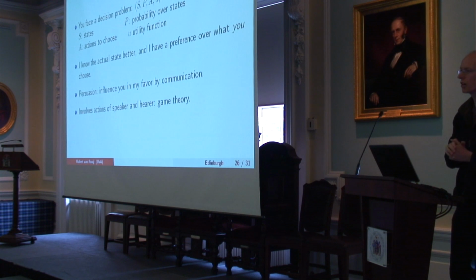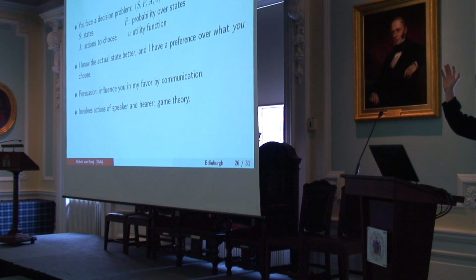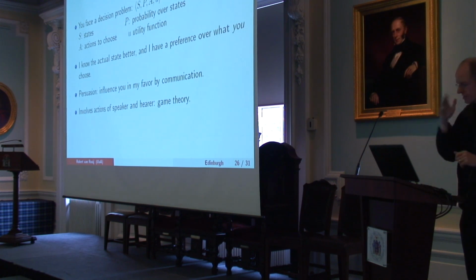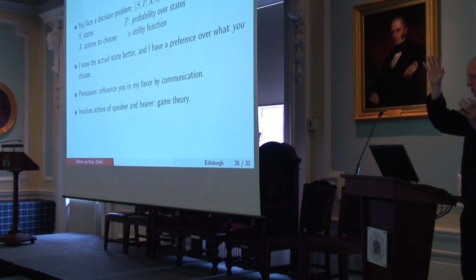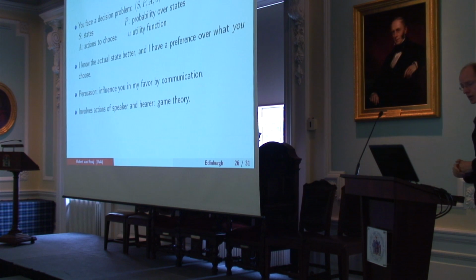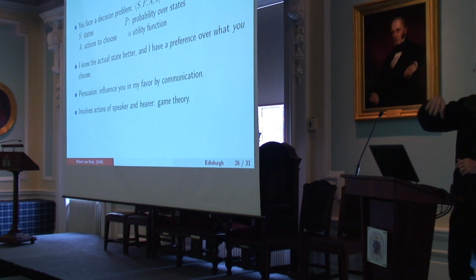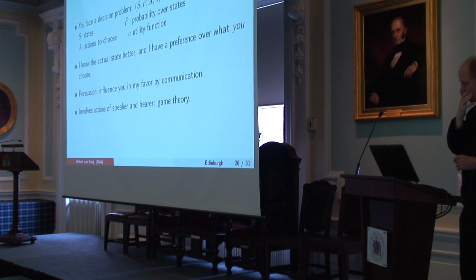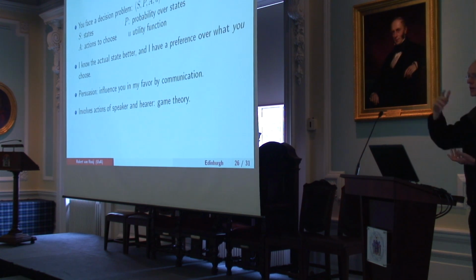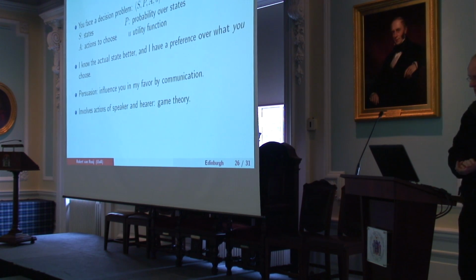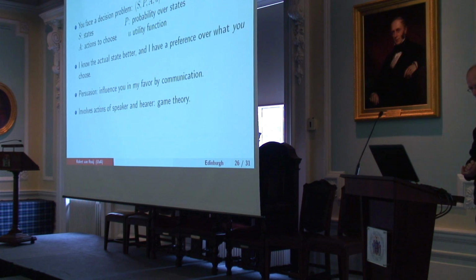So you face a decision problem, you don't know what to do. You don't know what the state is, but you have a probability over the state. The state is in the set S, the set of possible states. You have a probability over those states, and you have a certain set of actions that you're considering, and you have a utility function: given that state, how good is that action?